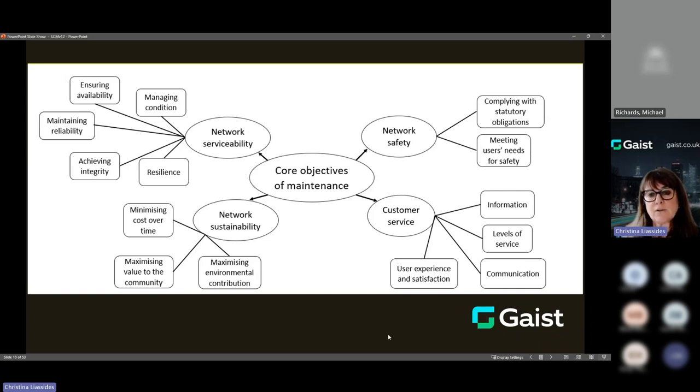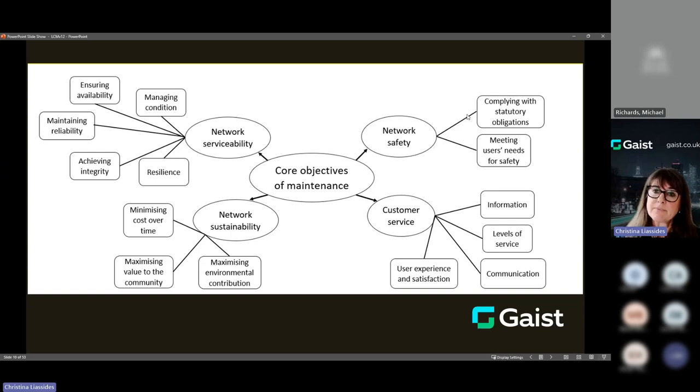So life cycle modelling and life cycle strategy very much fit into these core objectives. How do you achieve integrity and reliability? How do you minimise cost over time? How do you ensure resilience? How do you maximise the environmental contribution? How do you maximise its value? These are all quite long-term questions as well as more immediate ones.